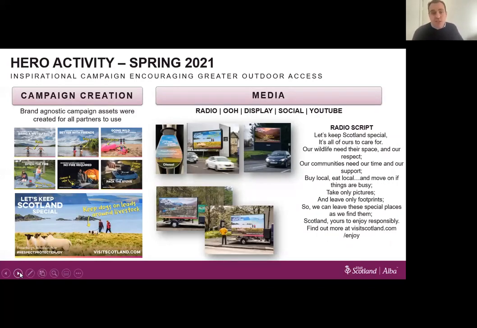And very much this is the start of a journey that we're on at the moment. So the first thing to do was, as we said, align our messaging. So we created brand agnostic campaign assets, which could be used by all the partners and all the industry in Scotland. So we created a number of assets, print, out of home, digital, etc., that could be downloaded across the industry to really get that messaging out there around the key themes. So that toolkit's available today on VisitScotland.org and is regularly updated with new themes as they arise.